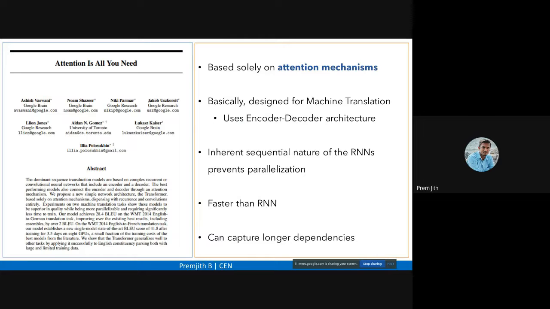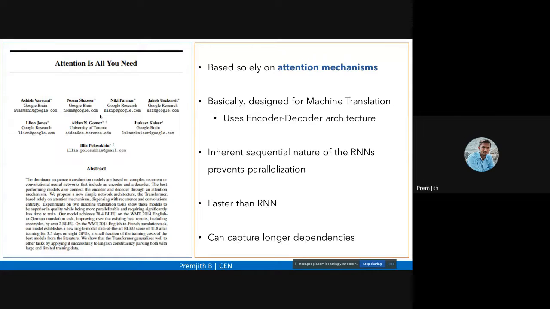Okay, you can read this paper, "Attention Is All You Need." This paper was proposed by people from Google: Ashish Vaswani, Noam Shazeer, Niki Parmar, etc. All these people are pioneers in this area. So you can go through this paper for understanding more about attention mechanisms, sorry, transformer networks.